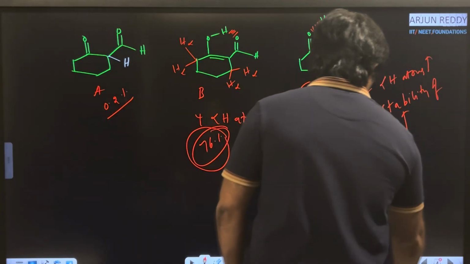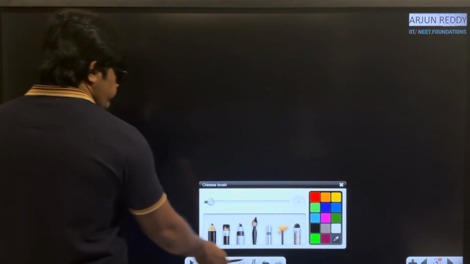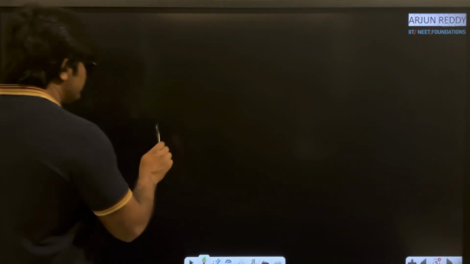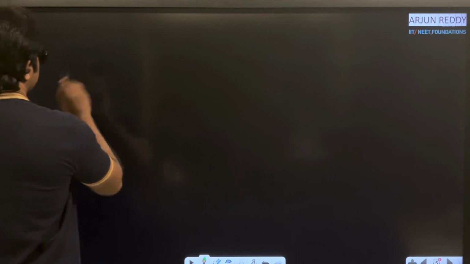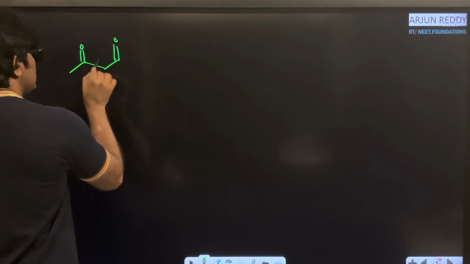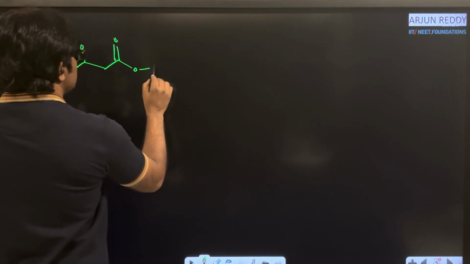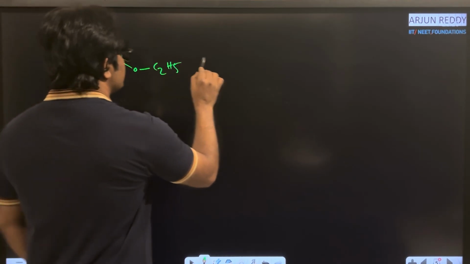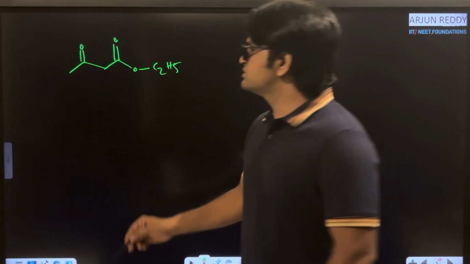Else, come to the next one. For example, this one is very simple. In the case of a 1,3-dicarbonyl compound, here instead of a simple ketone, I am using an ester like C2H5. Then what is the situation? This one is also very, very important.